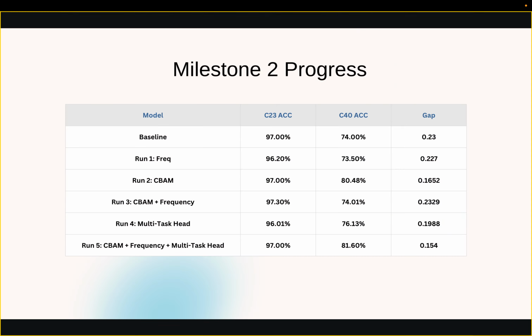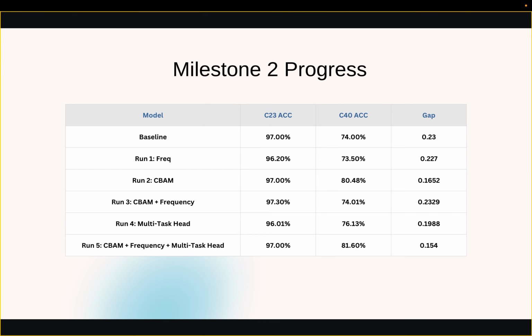In milestone 2, we tested 5 configurations. The key result is run 5, combining CBAM, frequency augmentation and the multitask head, which hits 81.6 accuracy on C40 while holding 97 on C23. That cuts the generalization gap from 0.23 down to 0.154, a 33% reduction.